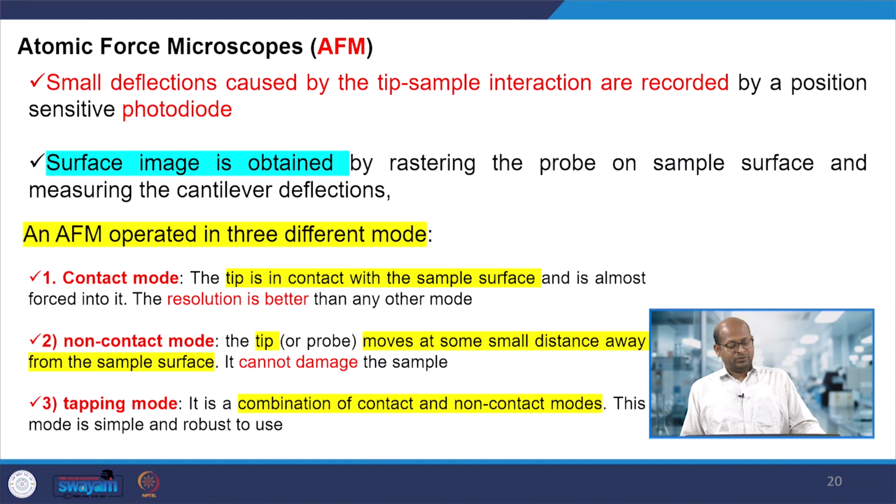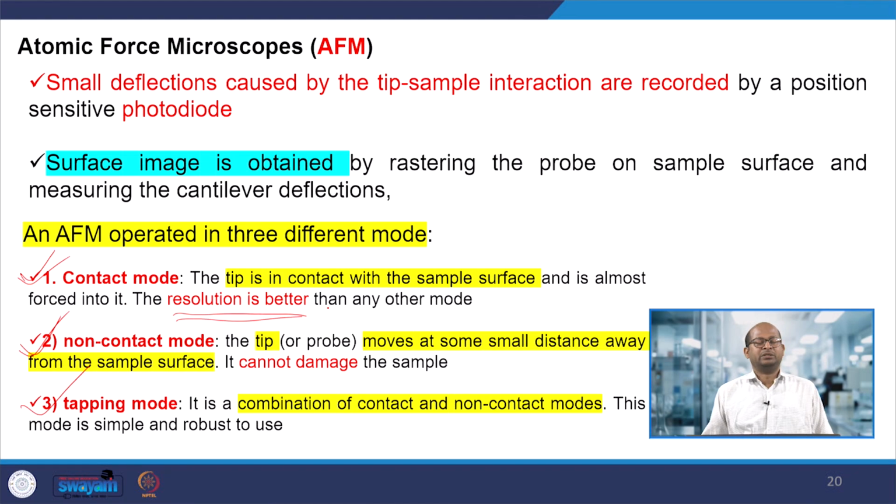AFM systems may operate in 3 different modes: contact mode, non-contact mode and tapping mode. In contact mode, the metal tip that I mentioned is in contact with the sample surface, and once the tip moves from one point to another point, we can get the image. In this case the resolution is much better, because the tip and sample are in contact, so we get a much better resolution of the sample image.